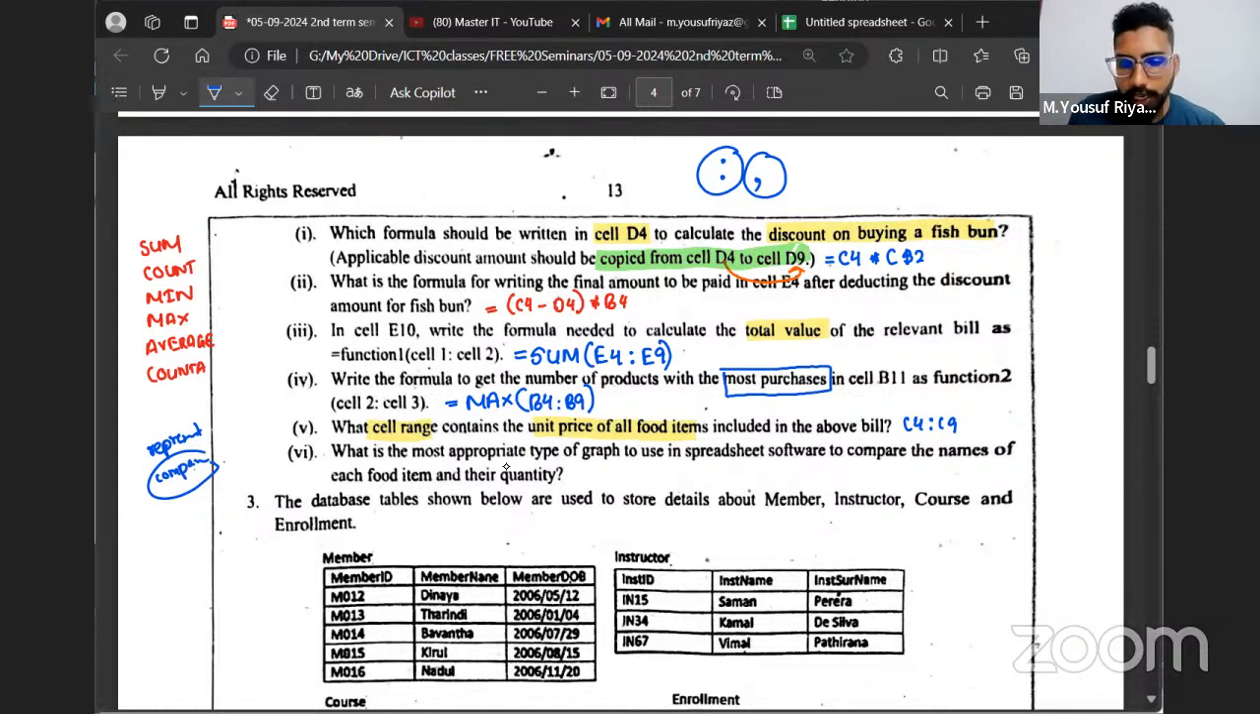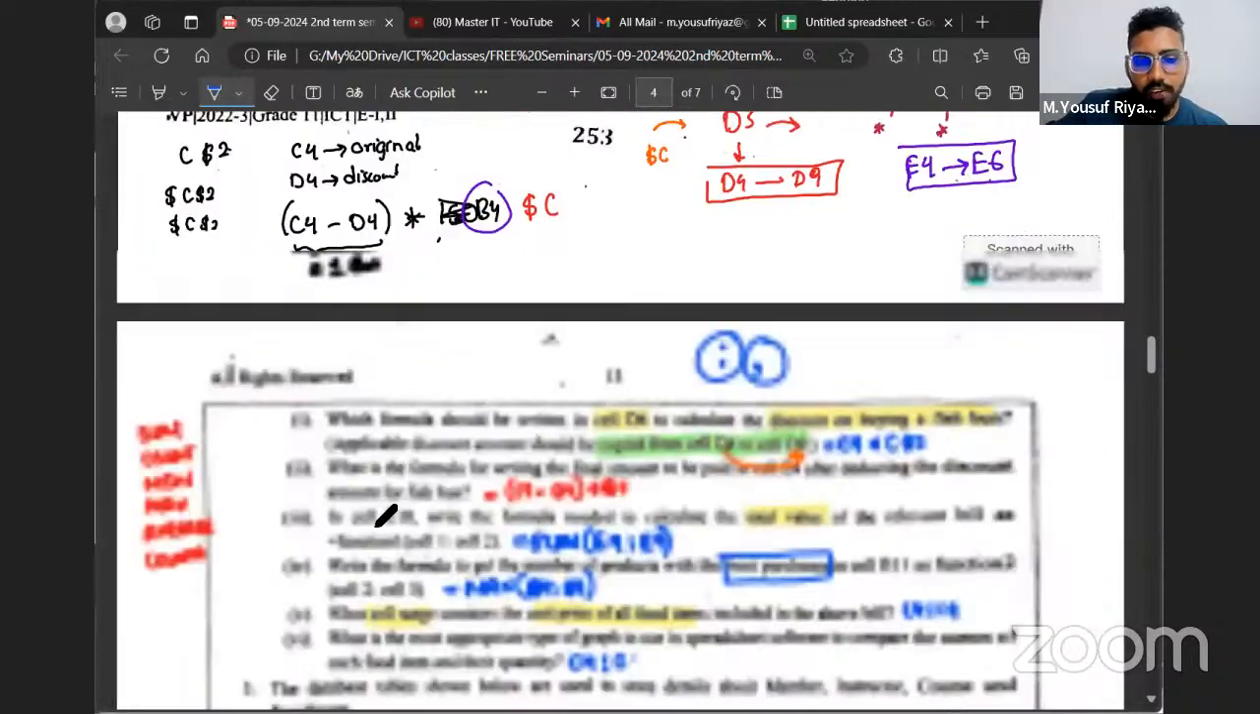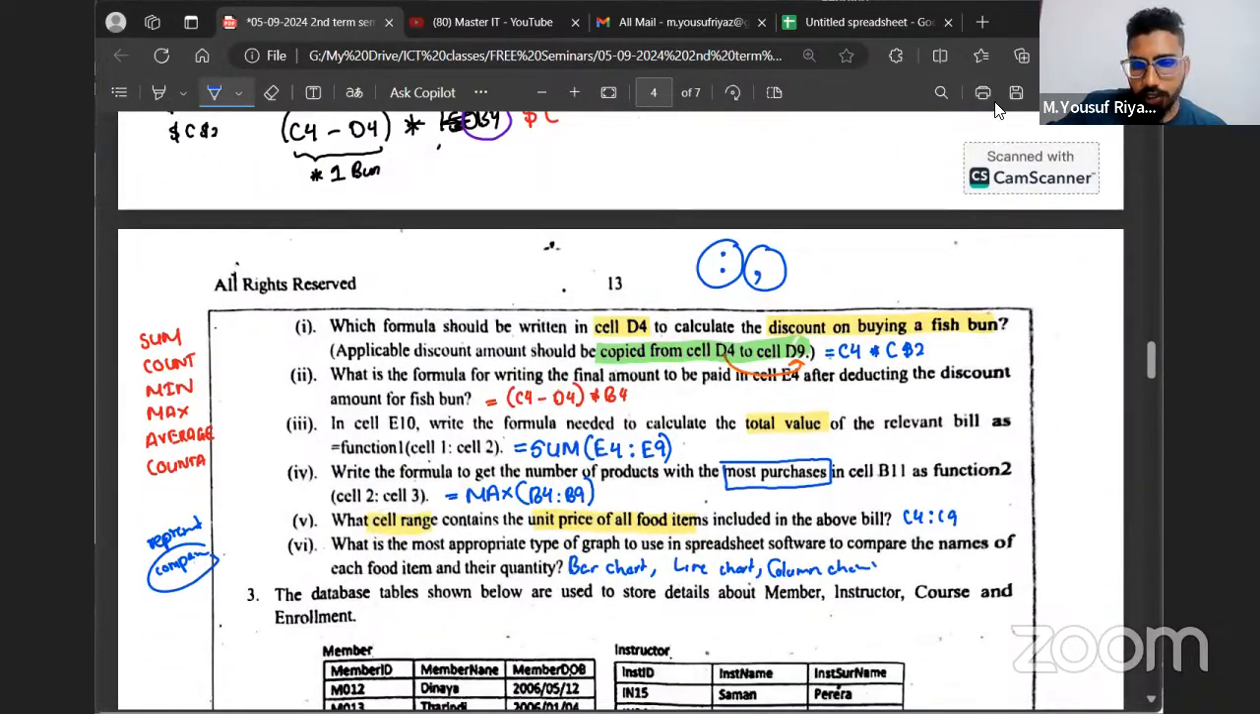So for this, you can mention any answer you want. You can mention bar chart, you can mention line chart, you can mention column chart, scatter chart, anything you want, you can mention. Okay. Anyone having any questions here in spreadsheet?